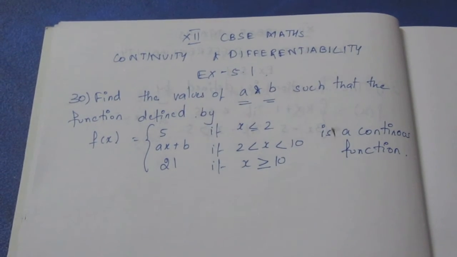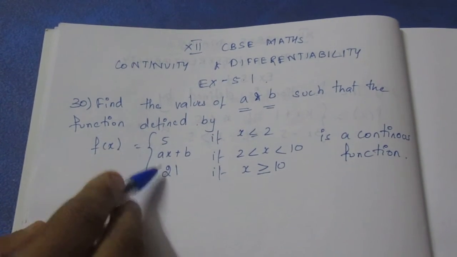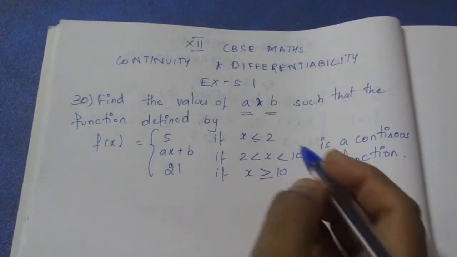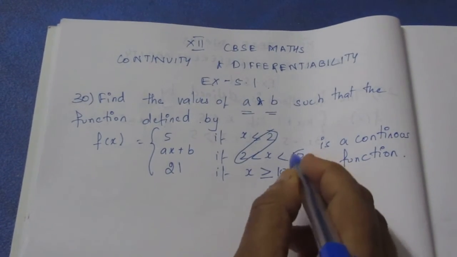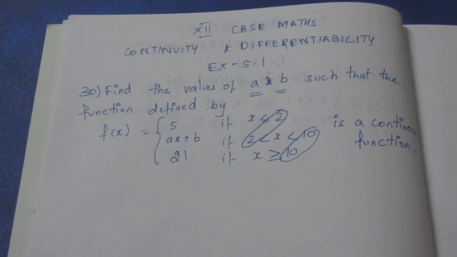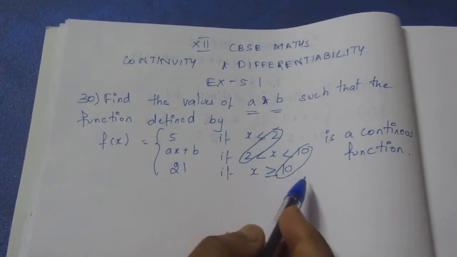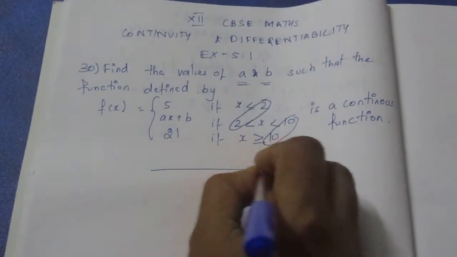They have not given any value of x. In case they have not given any value of x, there are three values of f of x. Take a common value of x, that is, in the first two the common is 2. In the next two the common is 10. So we are going to check the limit for two points, when x is equal to 2 and x is equal to 10.